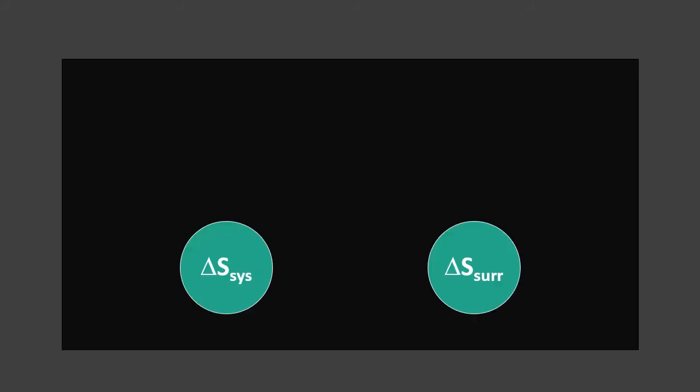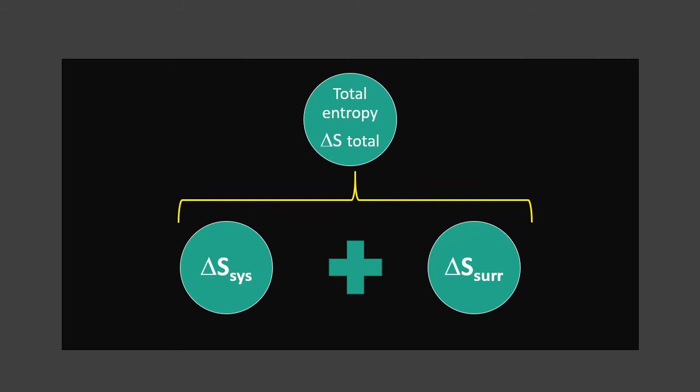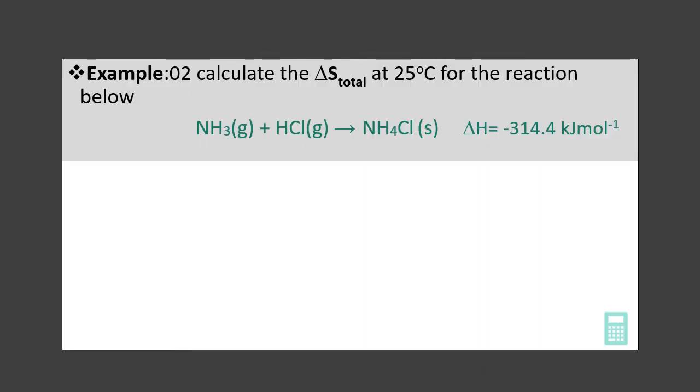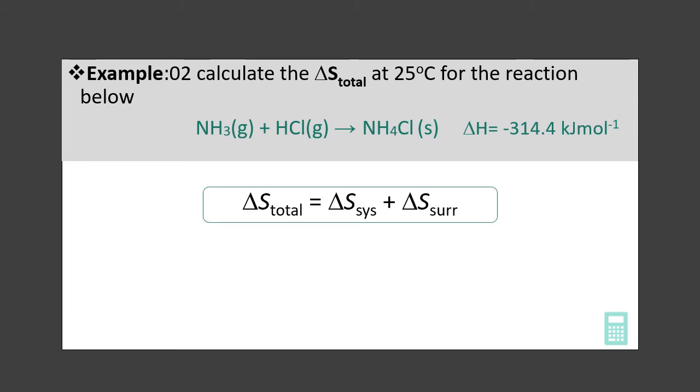So now that we know how to calculate the delta S system and delta S surroundings, we're in a position to calculate the total entropy change of the reaction. So let's give it a try now with one more example. Example 2: here we have the formation of ammonium chloride, just like the small video clip we saw early on. Let's see if this reaction is feasible or not by calculating delta S total.